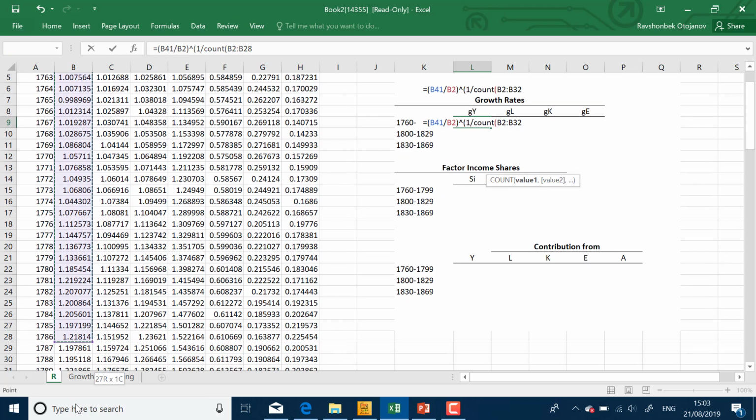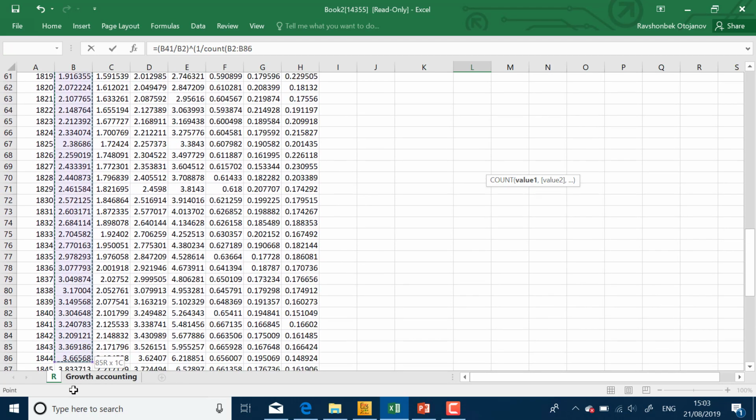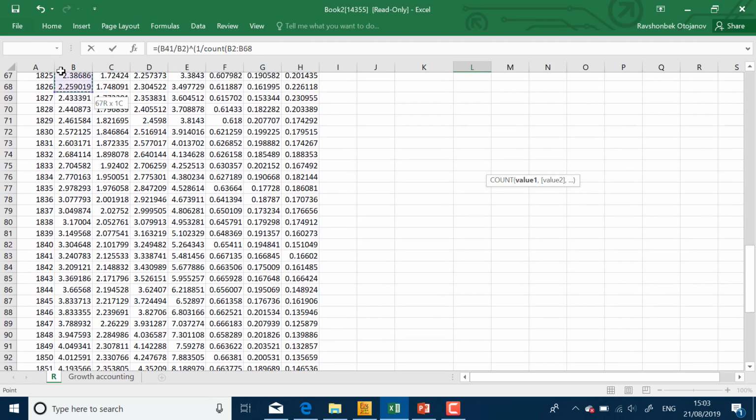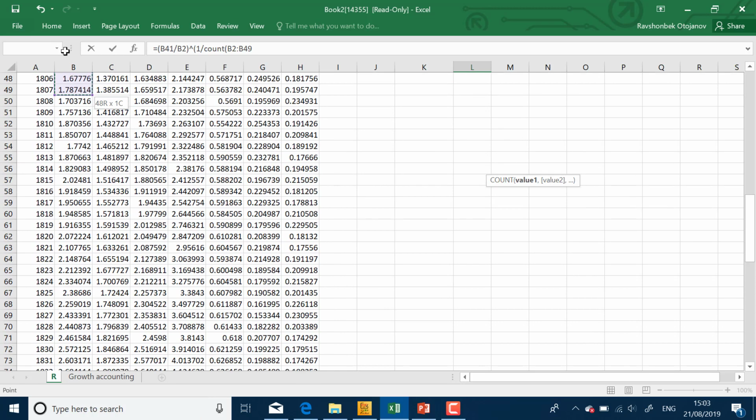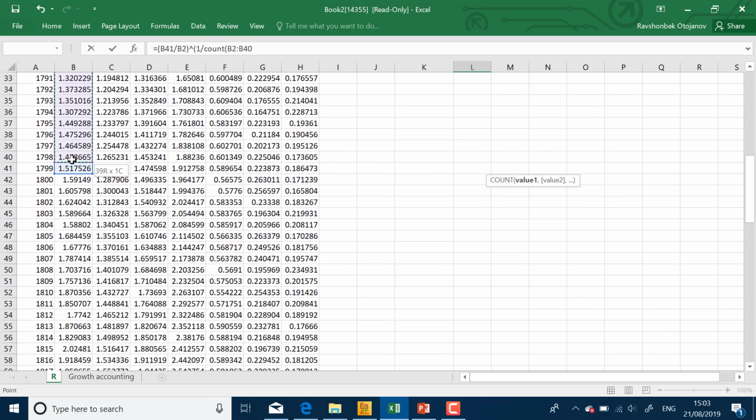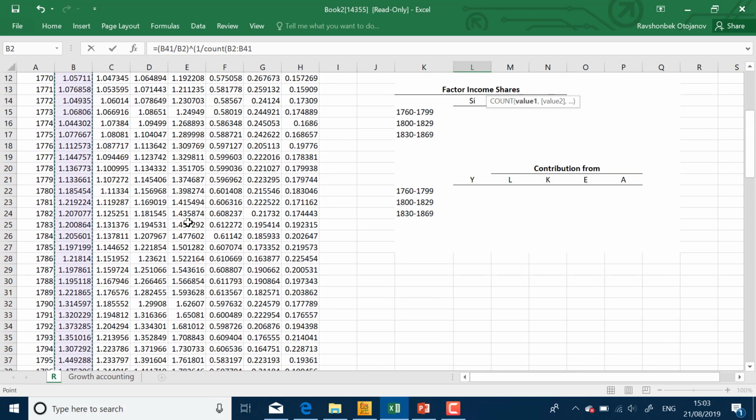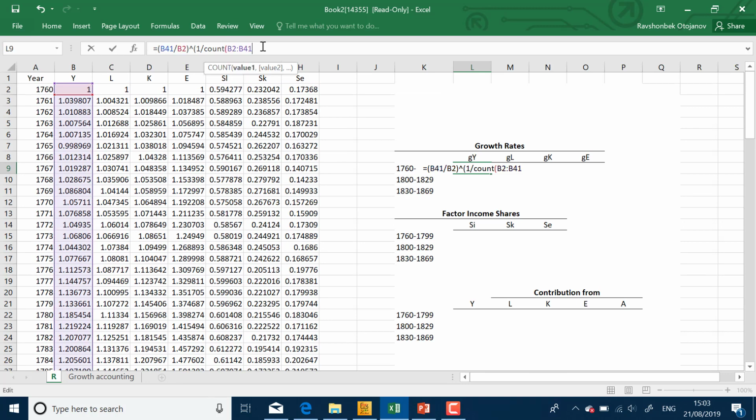It just counts the number of cells here and gives us the result as the quantity of cells. So the function counts the cells between, and including, B2 and B41, and then we close the bracket twice. Now this would give us the growth factor, but we take away 1 so that we get a growth rate then. So that's the formula.